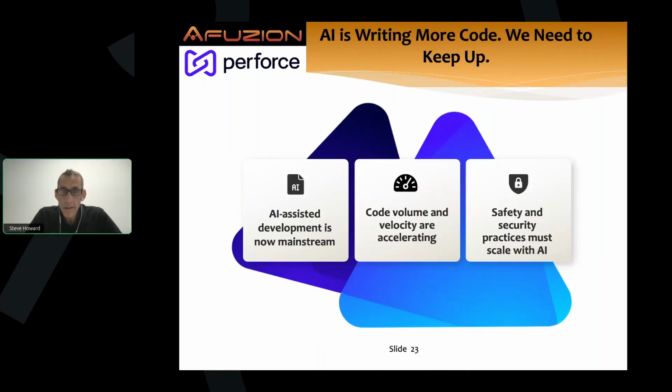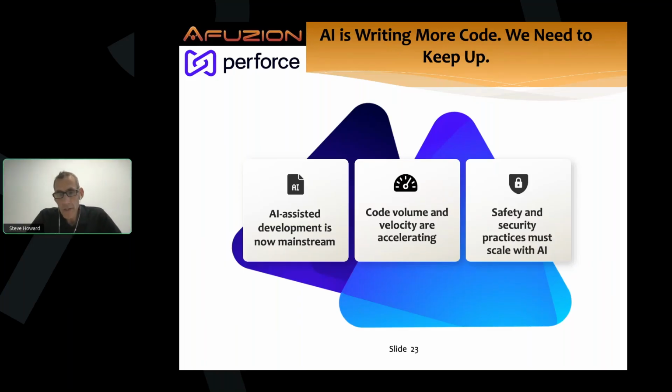So if AI is writing more code, and we know this is now becoming a mainstream use of AI, code volume and velocity are definitely accelerating. We see that in our own development here at Perforce, that we're getting more code. Development teams are working quicker. This is great. This is what tools are intended to do for humans. We use them to improve our performance, and it's definitely working.